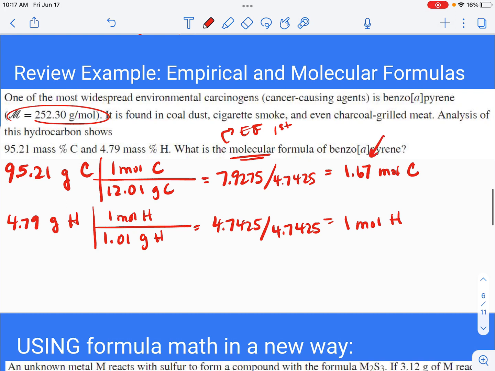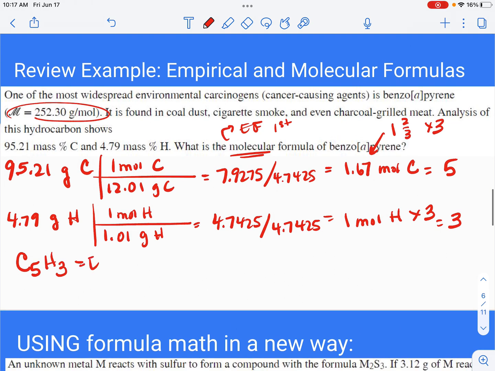I need to recognize that this is 1 2/3. So this is way too far away to round to anything, to half or to a whole. So I'm going to take this times 3, which means I have to take this times 3, and that gives me 5 carbon and 3 hydrogen. And so this sets up my empirical formula as C5H3. Okay, this is the empirical formula.